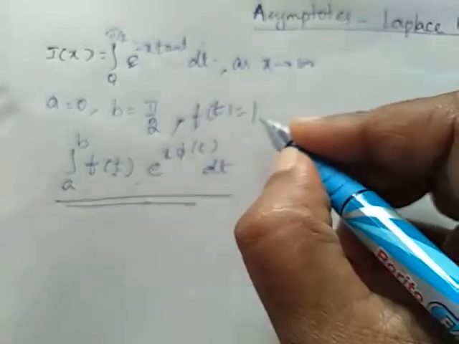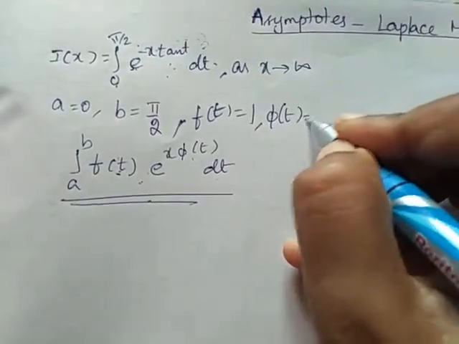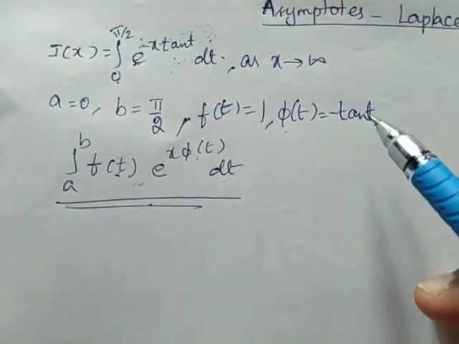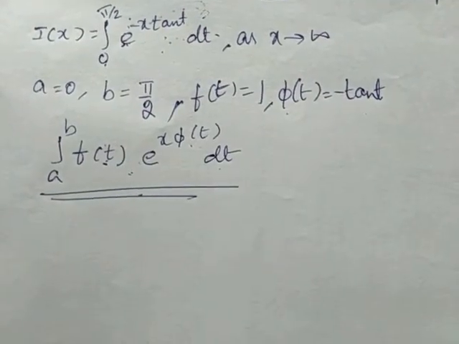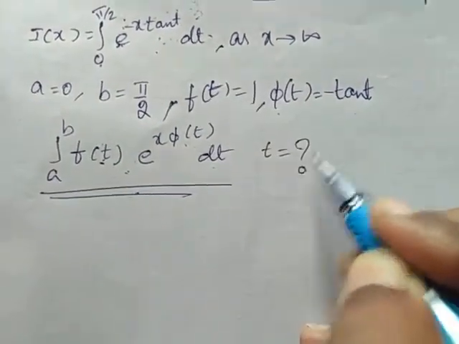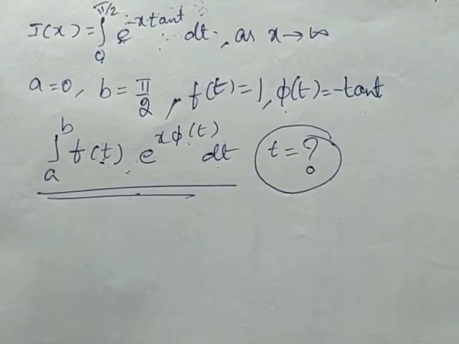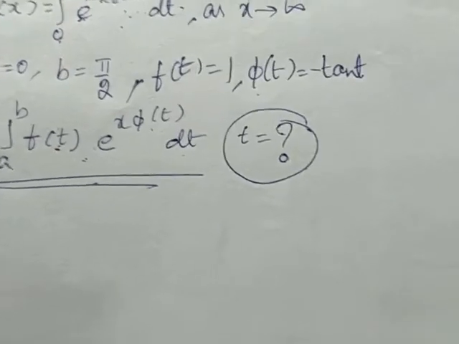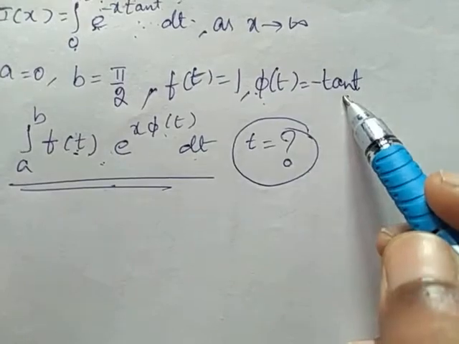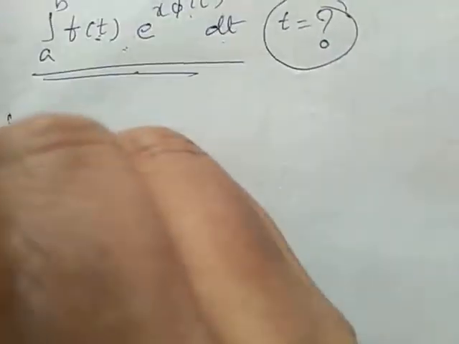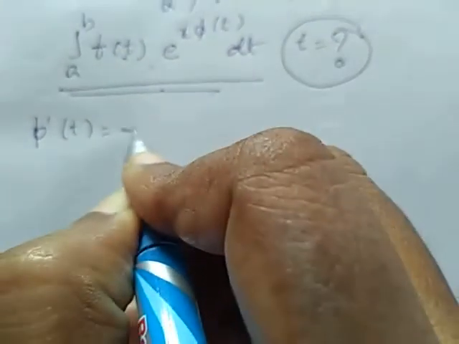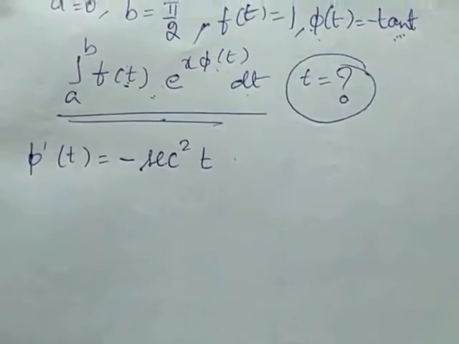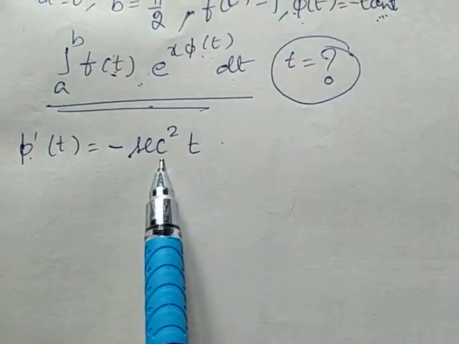What is phi of t? Phi of t is minus tan t. Don't neglect the minus. Phi of t is minus tan t. Now we have to find the value of t at which phi of t is maximum. So this is our phi of t, which is minus tan t. What is phi dash of t? Minus remains as it is, and the differentiation of tan t is secant square t. So phi dash of t is minus secant square t.